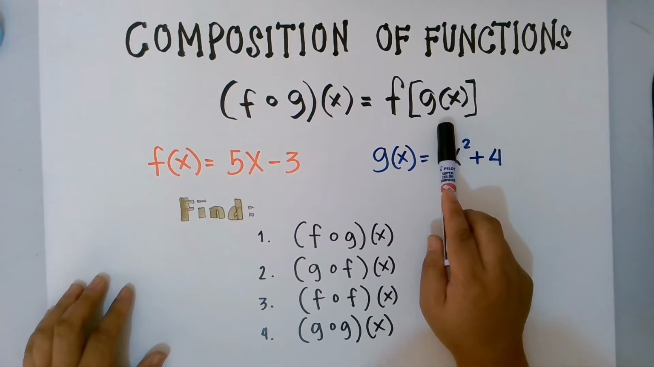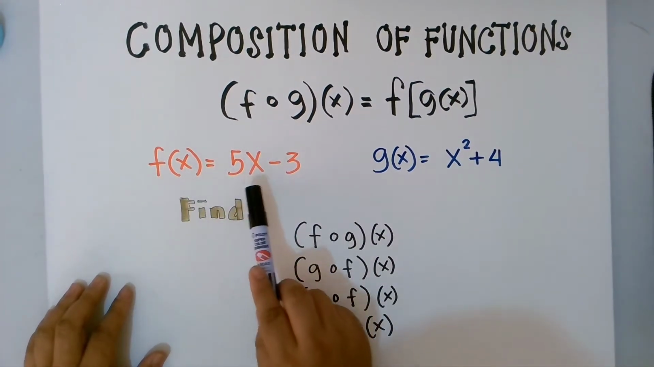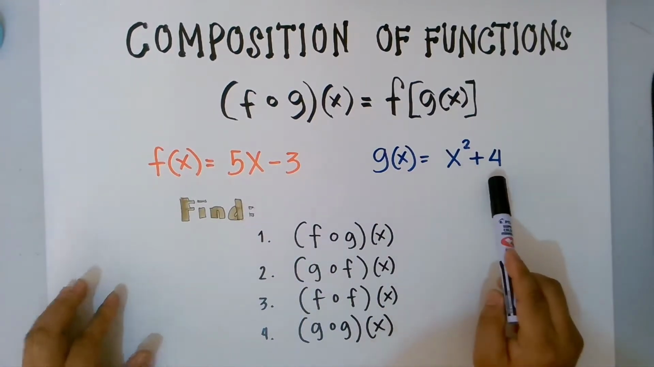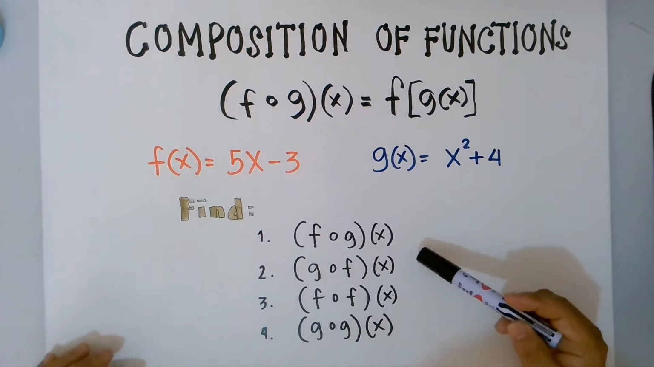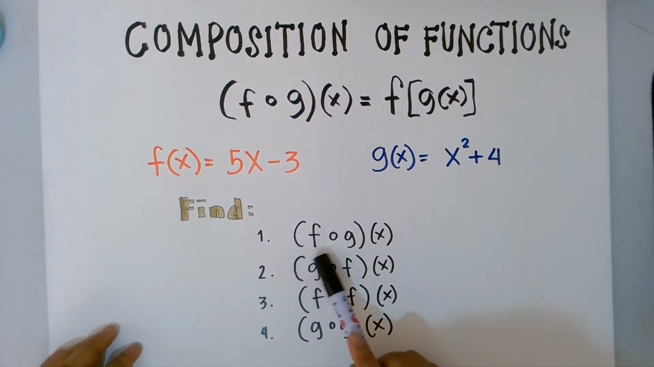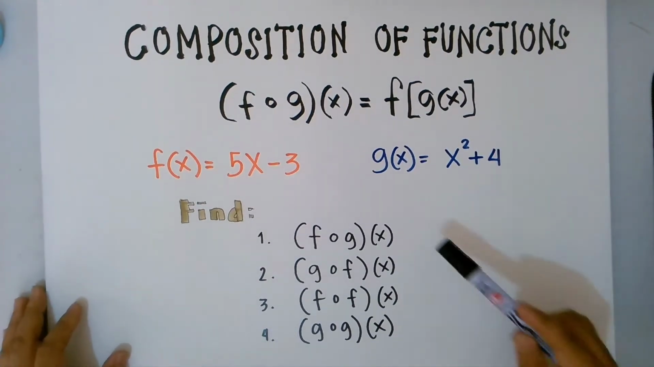Okay, so example, f of x equals 5x minus 3 and g of x is equal to x squared plus 4. So we are going to find the following composite function. So we have here f composed with g of x, g composed with f of x, and f composed with f of x, and g composed with g of x. Okay, so let's go ahead. Without further ado, let's solve this composite functions.